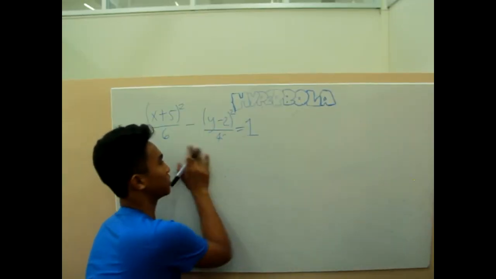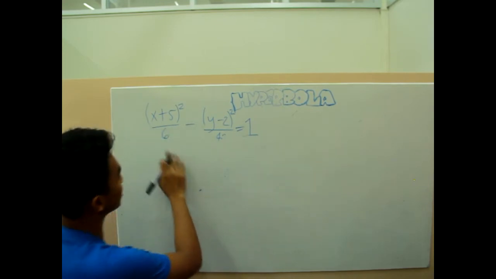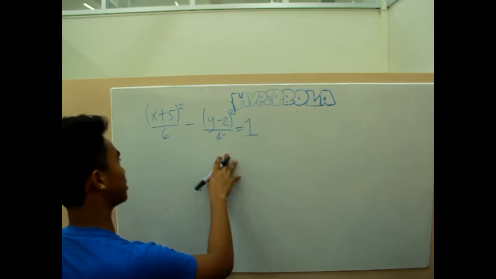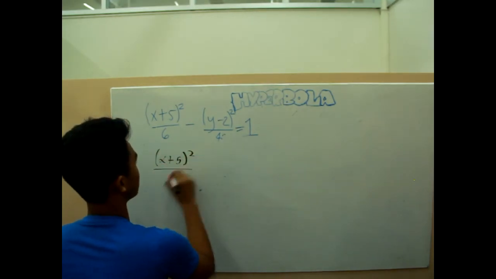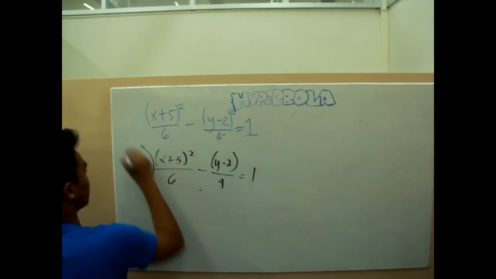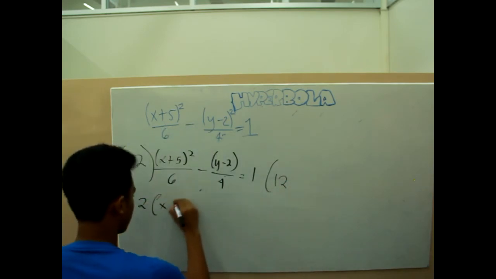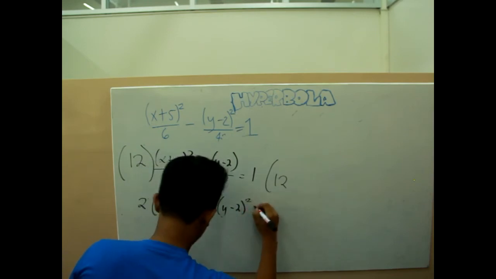So we're going to transform this standard form into general form. We need to find the LCD, so we're going to multiply this equation by 12. So this will become (x plus 5) squared over 6 minus (y minus 2) squared over 4 equals 1. Multiplying by 12, this will become 2 times (x plus 5) squared minus 3 times (y minus 2) squared equals 12.